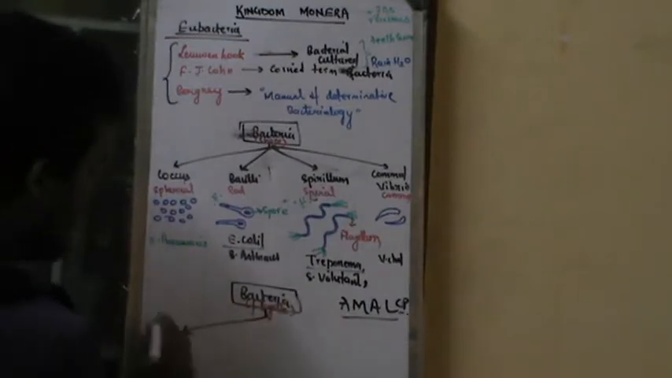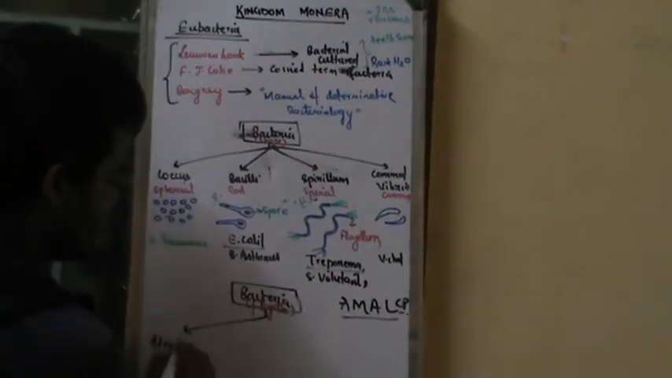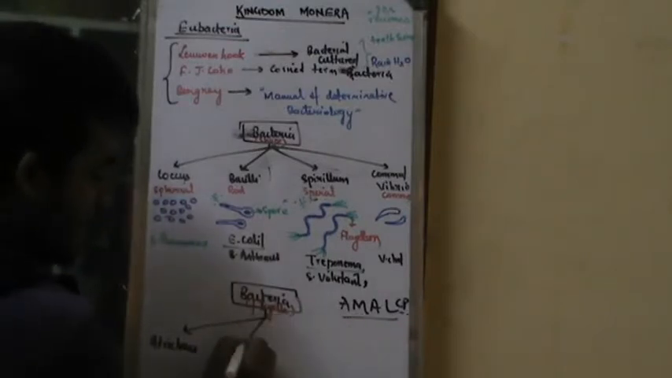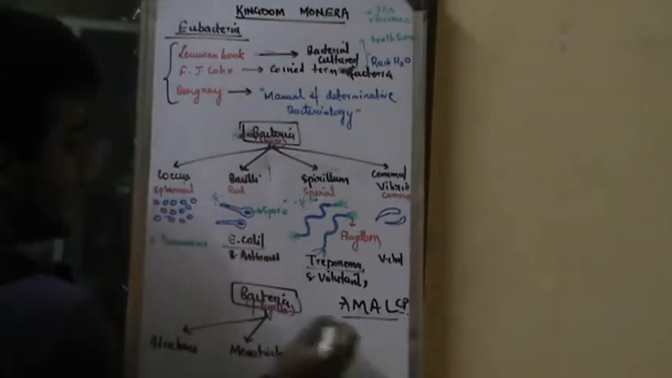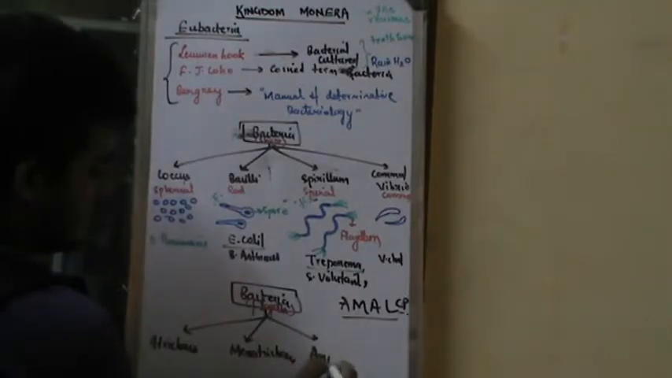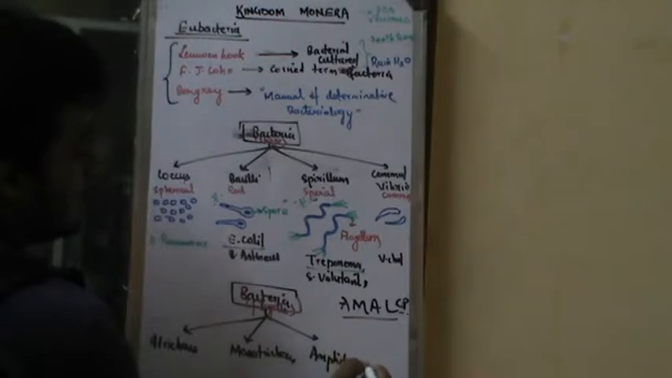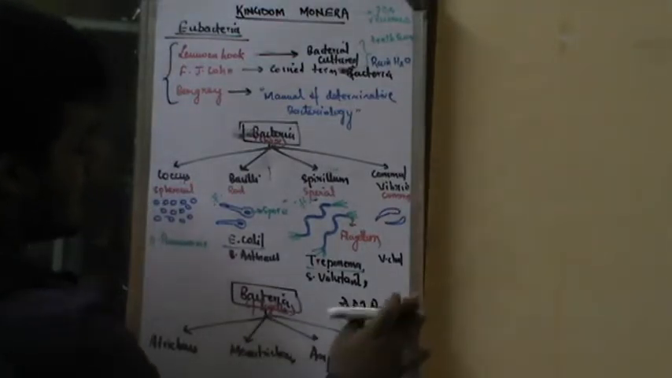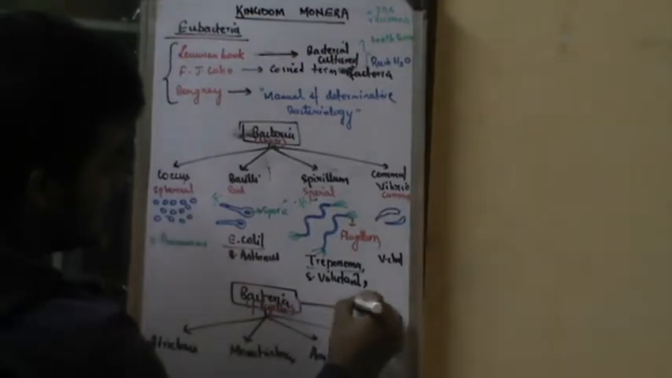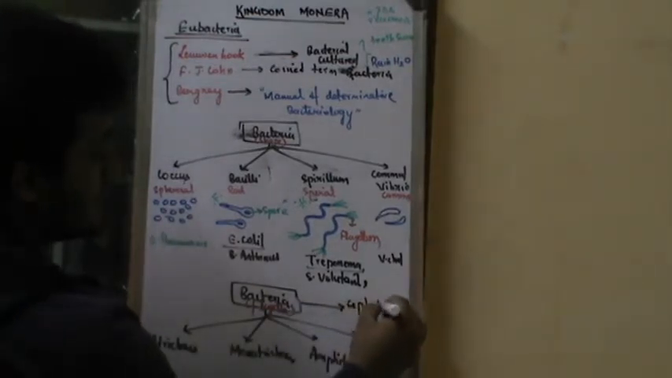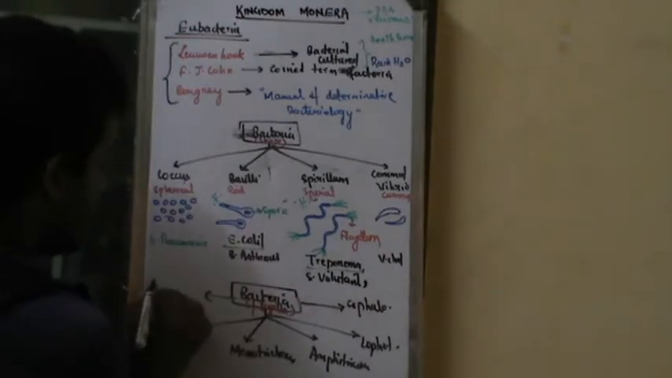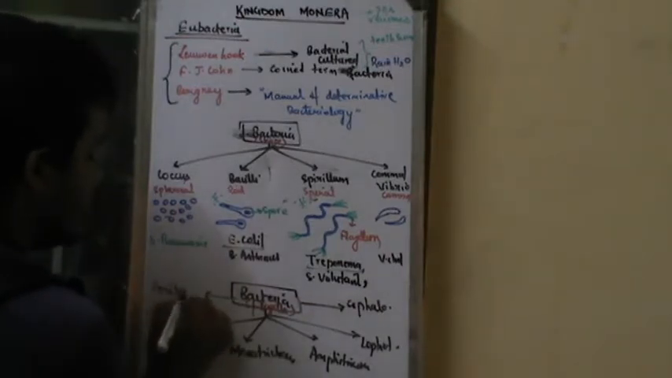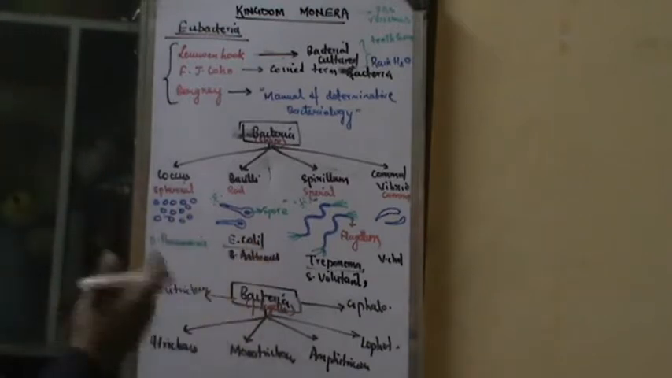Remember, अमल. A is going to be atrichous. हमेशा अमल याद रखना. M for monotrichous. A for amphitrichous. L for lophotrichous. Then C for cephalotrichous. And P for peritrichous. It's going to be very, very important that you should know over here. Remember, atrichous.